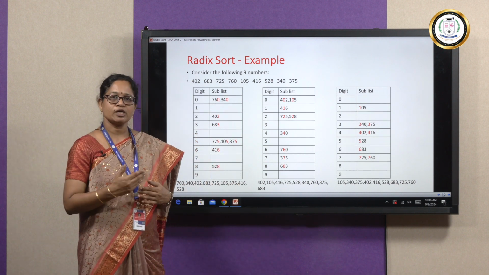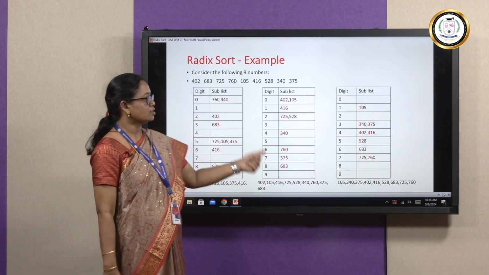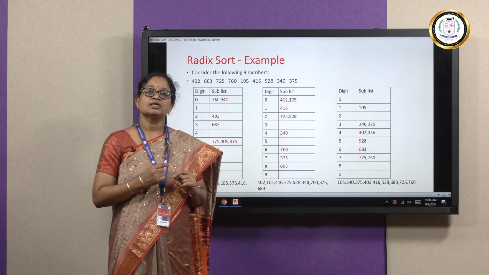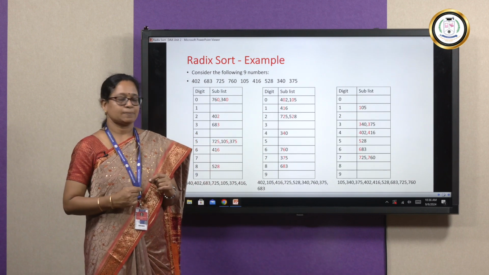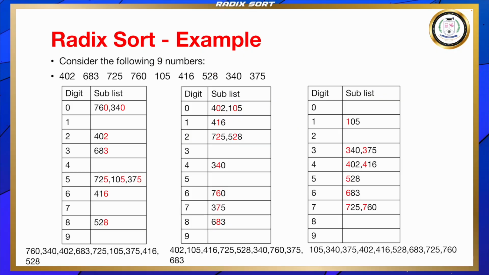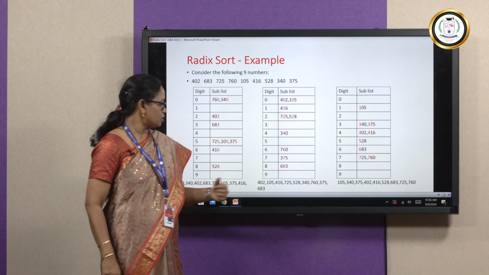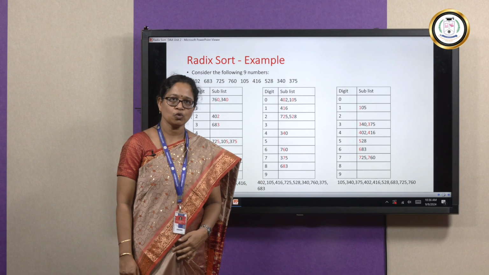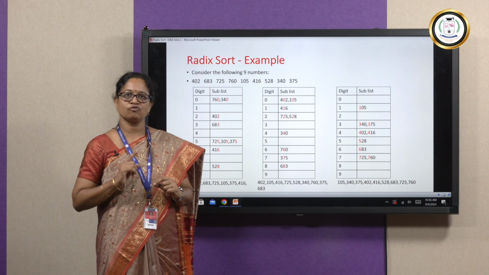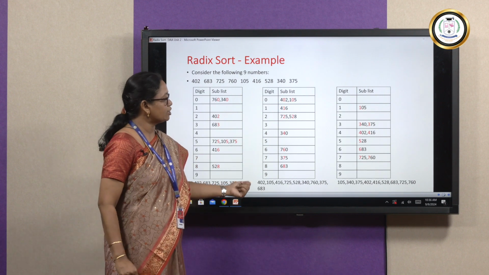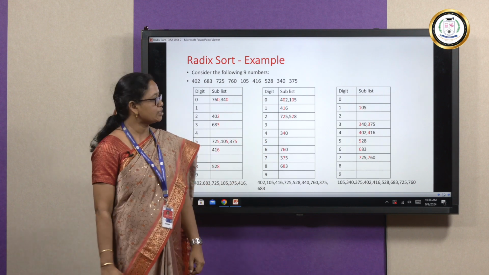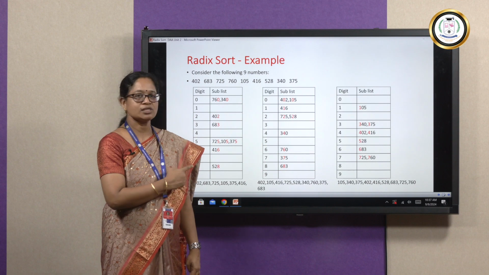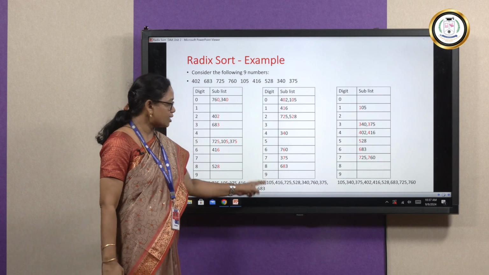Now we have to sort in the third phase. In the third phase, we take the most significant digit. The output from the second phase is 402, 105, 416 and so on. These numbers are sorted again by the most significant digit. Let's take this number 402. The most significant digit is 4, so it should be inserted in the fourth position. You can see that 402 is inserted in the fourth place.